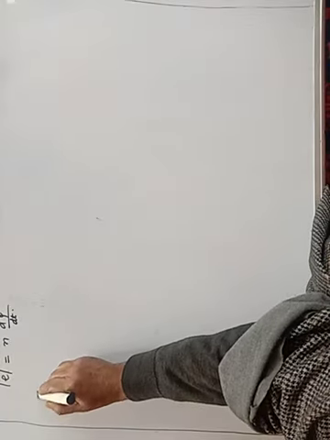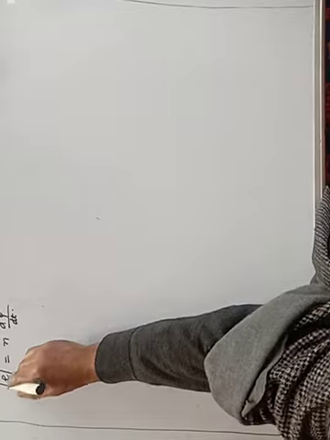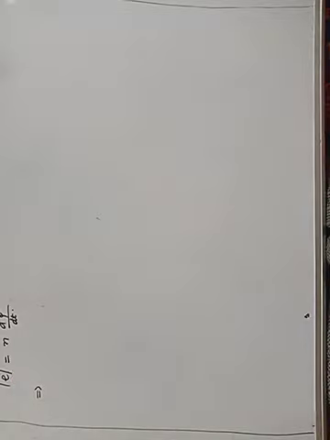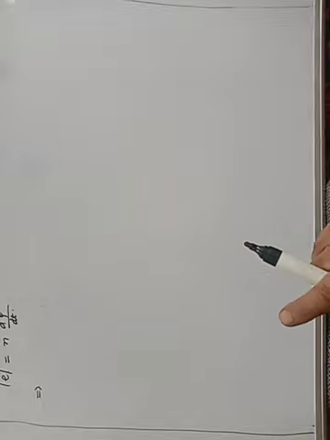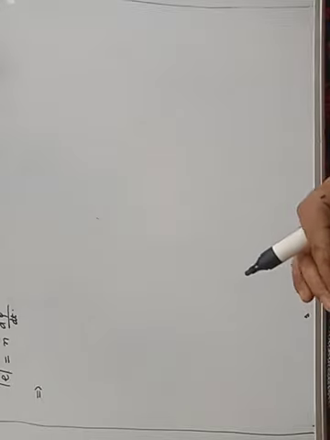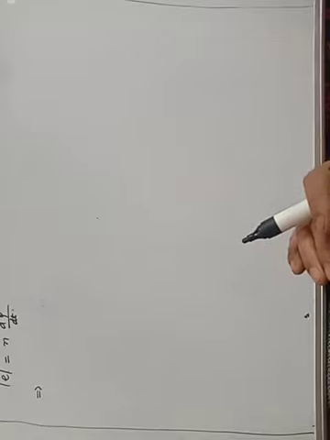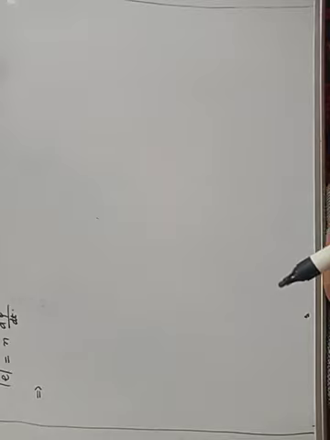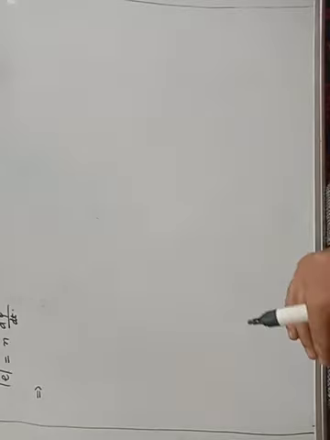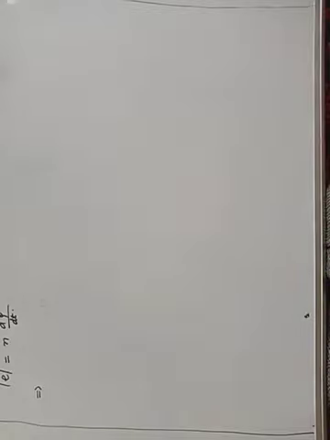So when an induced EMF is produced in a coil, it sends the current that is known as induced current, right? And what is the direction of the current, or in which direction the current flows, that was given by Lenz in the form of a law known as Lenz's law.